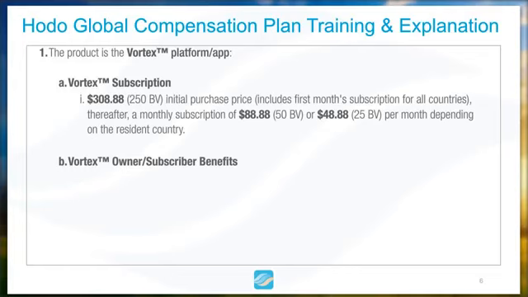Any questions there? Yeah, sorry, Art. Where will Mexico fall? Under 88.88? I believe so. Okay. But everyone pays 308.88 initially, everybody, no matter what country. No matter whether it's a 48.88 or 88.88 country, the initial is always the same. Okay, 308.88. And you'll see a lot of eights in Hodo, because the Asians love the number eight, and that's one of the reasons for using eights.